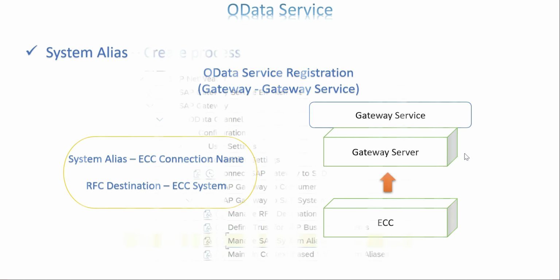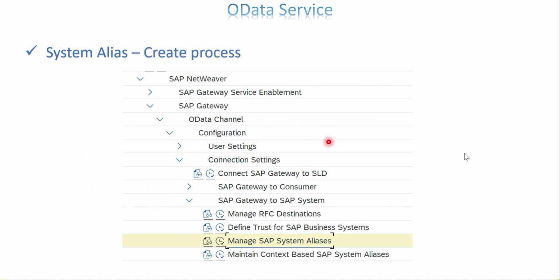Okay. So furthermore, where I have to see or maintain a system alias, this is the path you have. SAP Gateway Netweaver, SAP Gateway, Configuration, then Connection Settings, then SAP Gateway to SAP System, and there is an option called Manage SAP System Aliases. So you have to execute this. It will take you to the relevant page where you can see the existing system aliases, how they are mapped, and you can create a new system alias if you need.